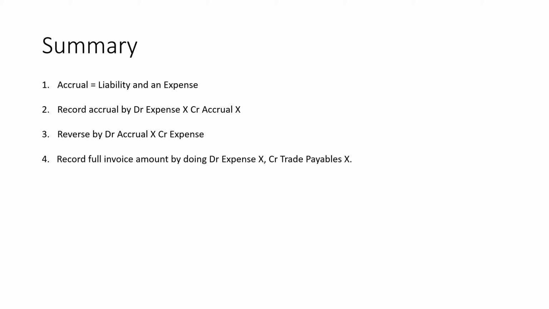So just to summarize, accrual is a liability and expense. We record it by doing debit expense, credit accrual. We reverse it by doing the opposite, and record the full invoice amount by doing debit expense and credit trade payables.